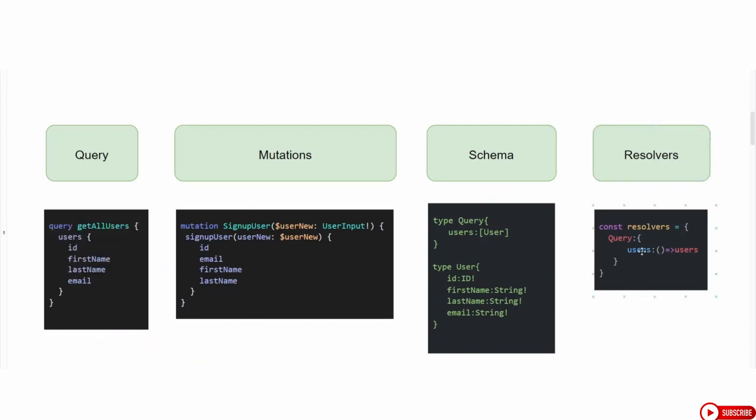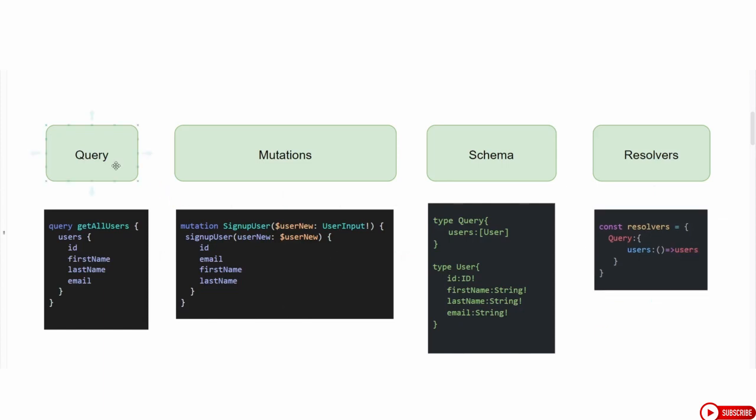So here is the typical code for a resolver. The resolver is an object, and here we want to resolve query. Which query do we want to resolve? We want to resolve users here, and that will be a function. Whatever the function returns will be sent as a response to the query or mutation. So here this function is returning all the users, so that will be sent as a response.